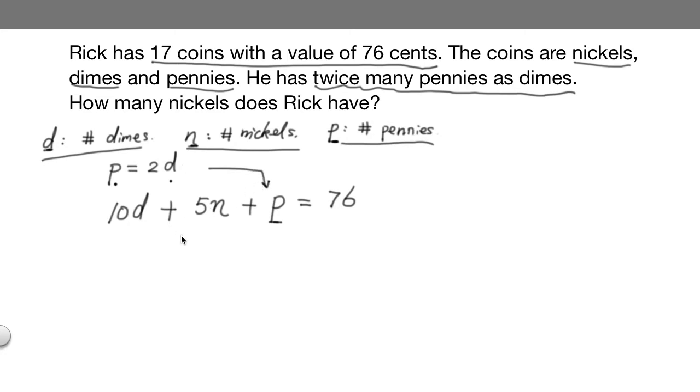Now we know P equals 2D, and we're going to take this one and replace it here. We want to reduce the variables. We are in the process of solving this equation. So 10D plus 5N plus 2D equals 76. Or rather, if we combine these two terms together, we'll have 12D plus 5N equals 76.